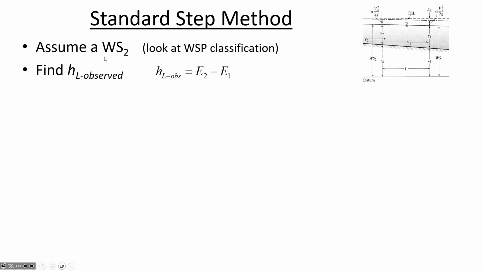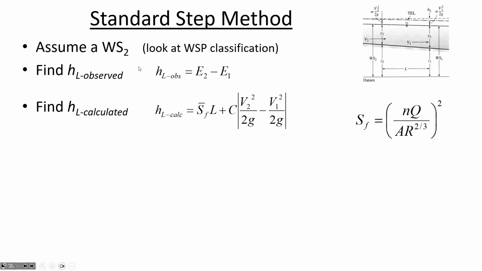So start with an educated guess. And now, based on that guess, you're going to find out how much head loss there would have to be if that is the water surface depth. And so you'd calculate the difference in specific energy between the 2 points, and we're going to call that the observed head loss. Now it's just an "if" kind of a guess. If the water surface is at a certain elevation, how much head loss would correspond to that?